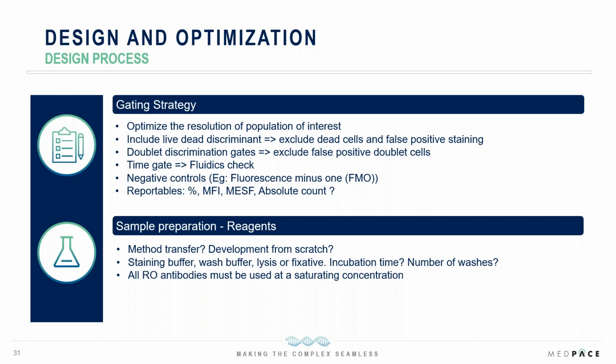And something that to me is very important, that we should work on at the beginning of the clinical trial, is the reportable. Because that can take a bit of time to set up. Which units do you want to use? Do you want to use the percentage of parents? Do you want to use absolute count? Do you want to use the mean fluorescence intensity? So this is really something important. How do you want to report your data?